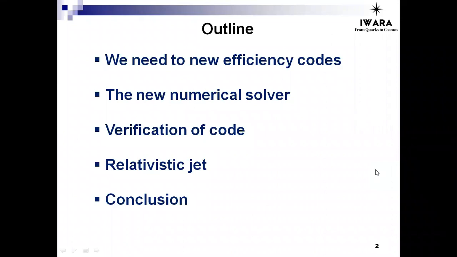Outline of talk. We have 5 points. We need new efficient codes, of course, for new architectures of supercomputers; the new numerical solver for new codes; of course, verification of this code; relativistic jet simulation; and conclusion.